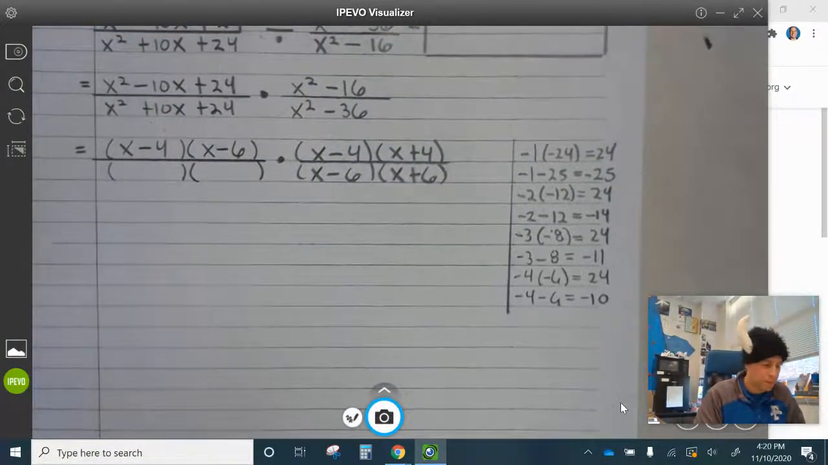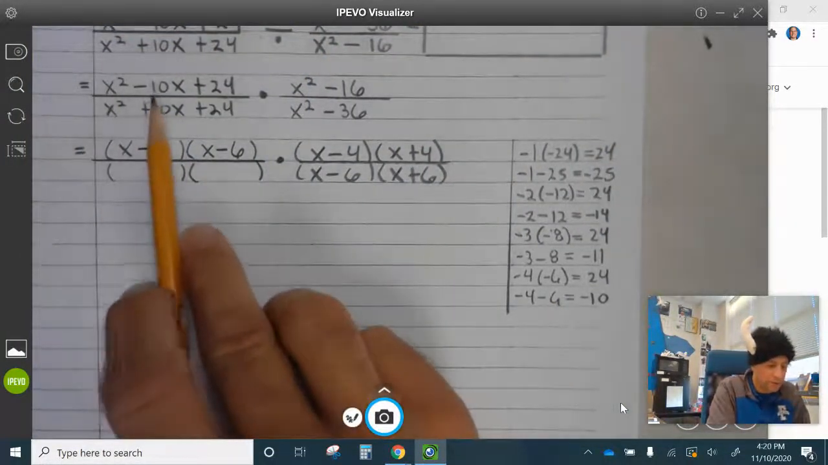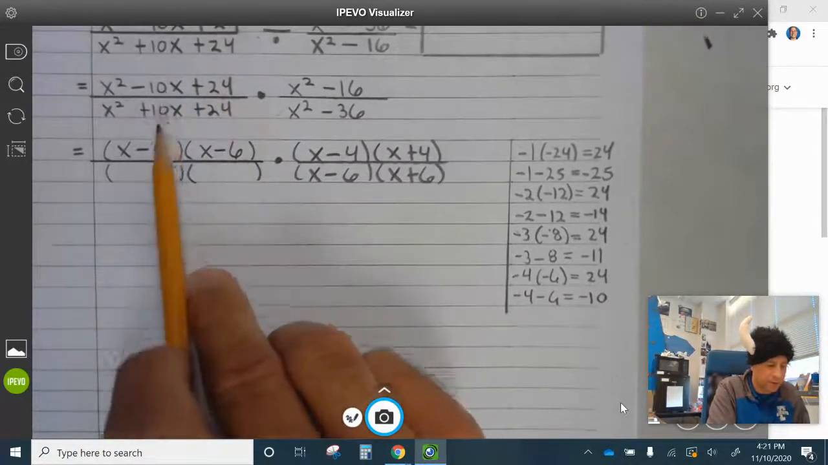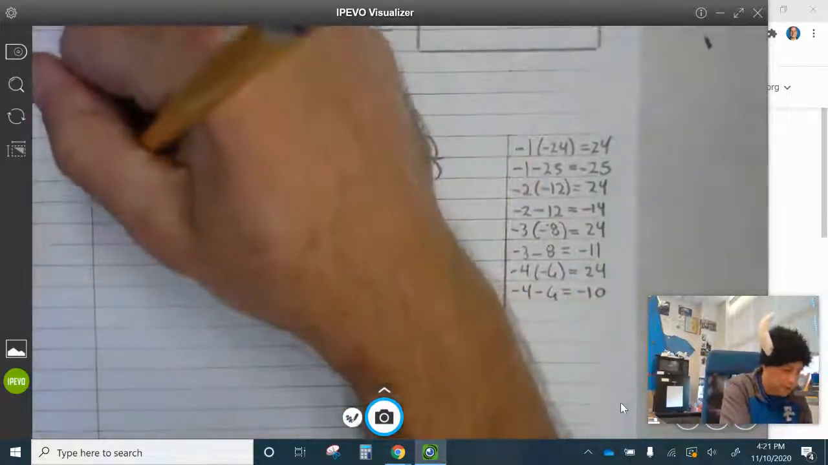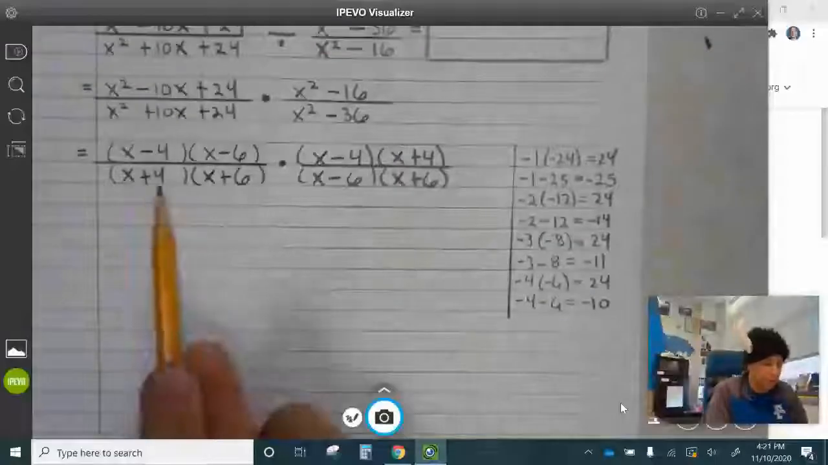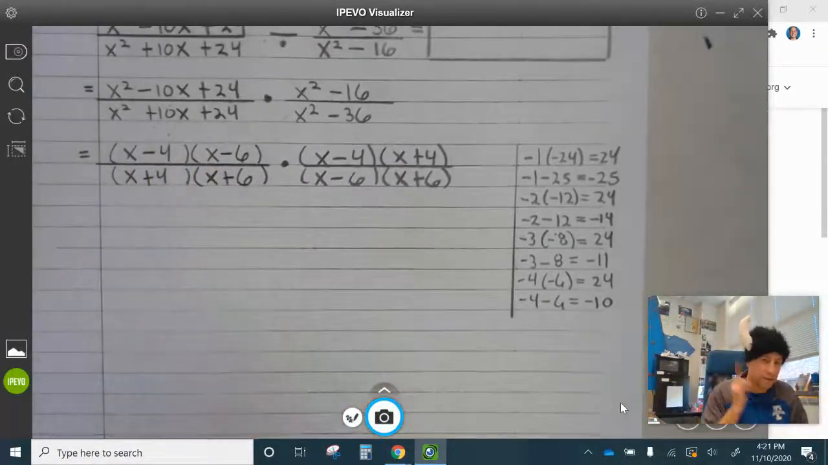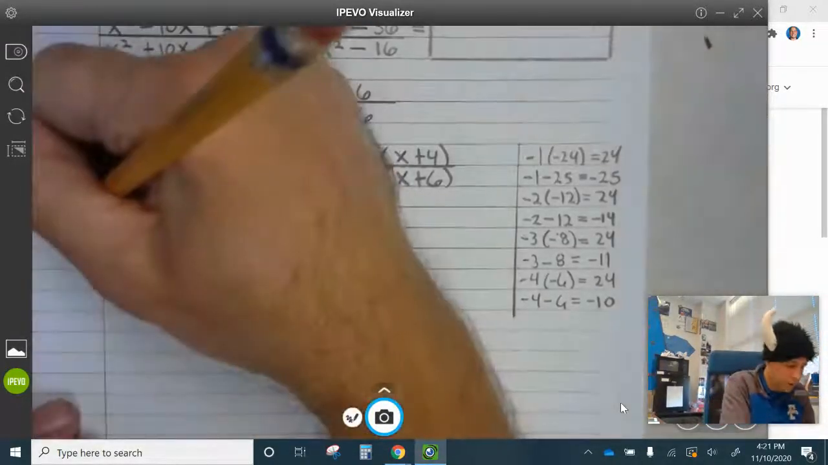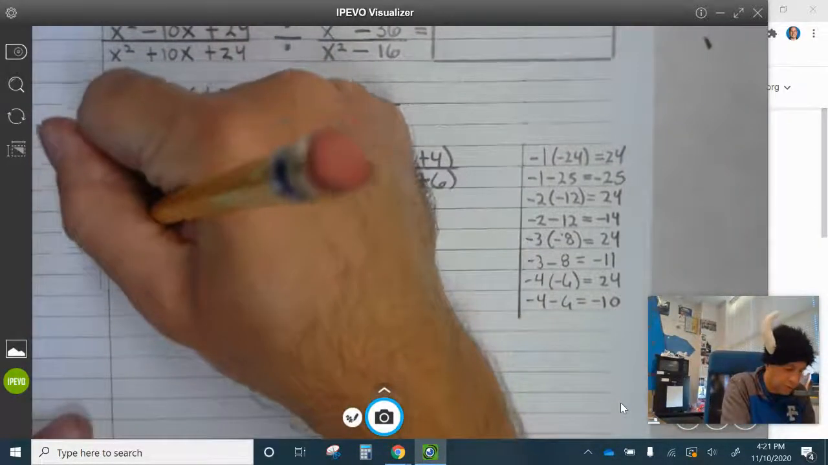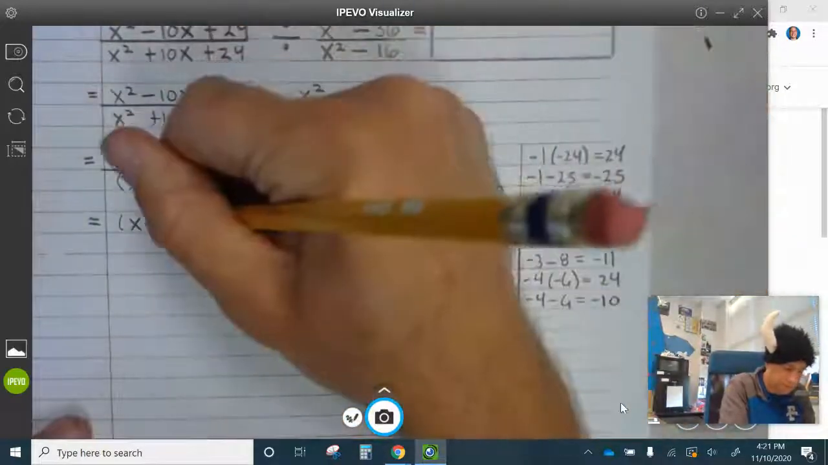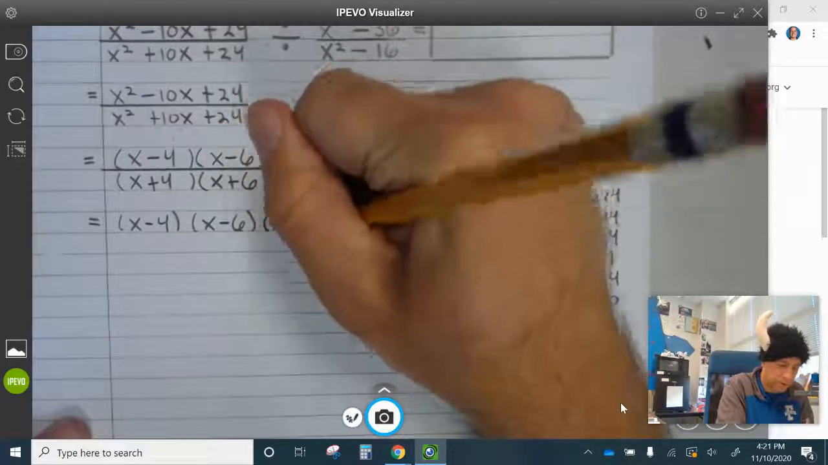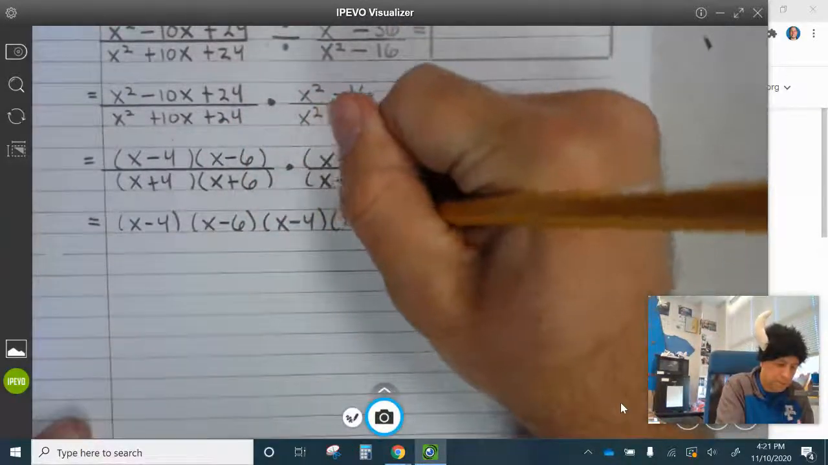Okay? Now, this is easy because 2 negatives multiplied to give you 24. Negative 4, negative 6 is negative 10, but this is just a positive 10, so this is x plus 4, x plus 6, because 4 times 6 is 24, 4 plus 6 is 10. Now we need to rearrange these so we can divide the 1 out. So I'm just going to rewrite the numerator because the order of the numerator doesn't matter. Okay, x minus 4, x plus 4.